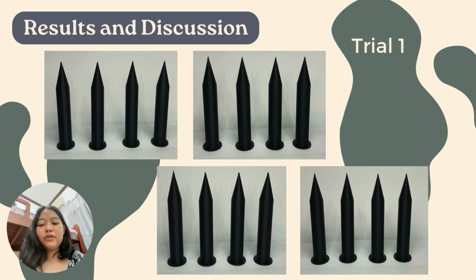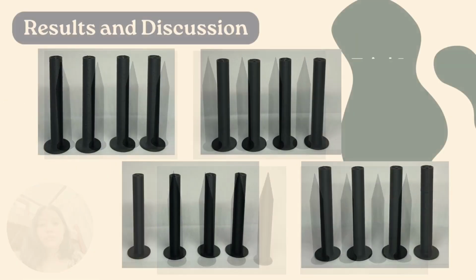Here are the pictures taken after the printing process of the anode and cathode for trial 1, followed by the images captured after the experiment for trial 2. Additionally, you will see a side-by-side comparison of the anode or cathode before and after the experiment to highlight the changes observed.